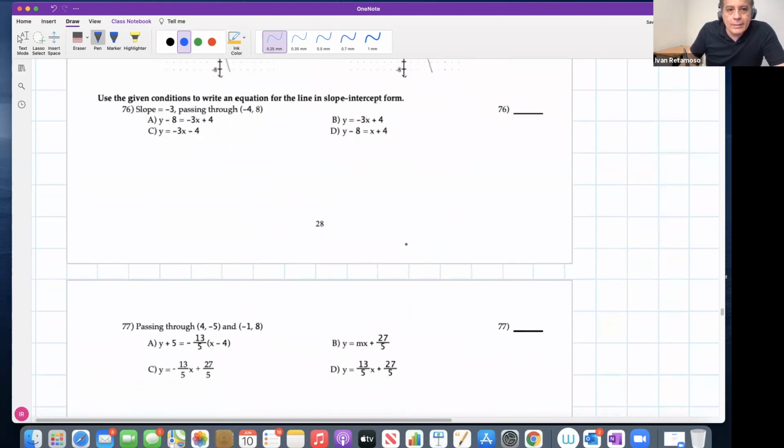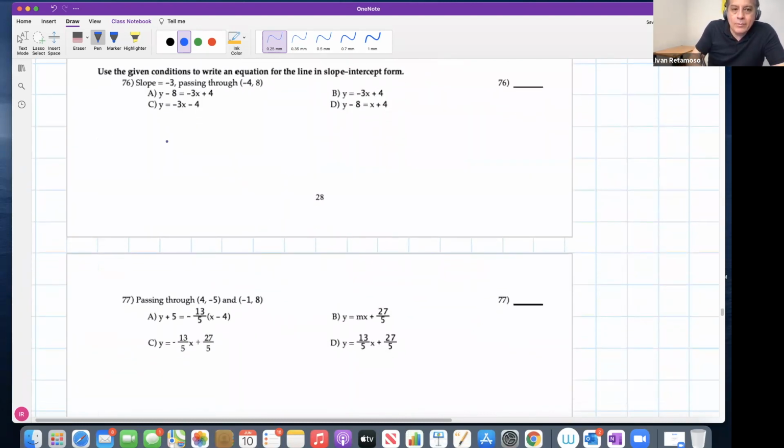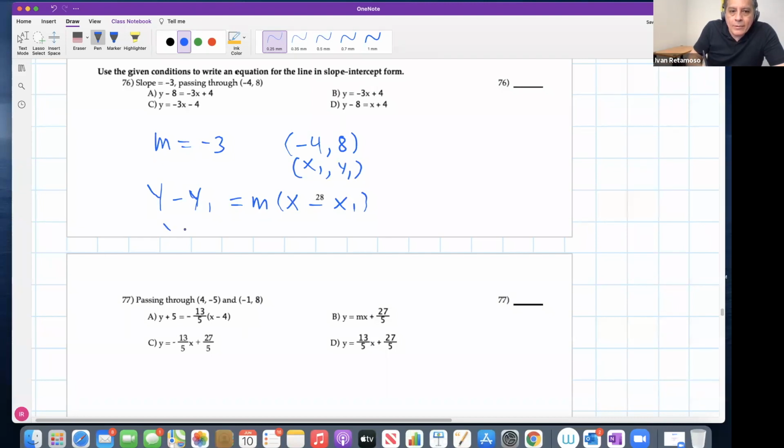The next question is to find the equation of the line having a slope of negative 3 and passing through this point. We explained that this is computed as y minus y1 equals m times x minus x1. What is x1? What is y1, Professor? These are the values. This is called point-slope form.